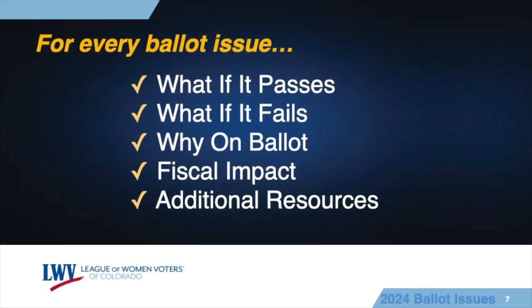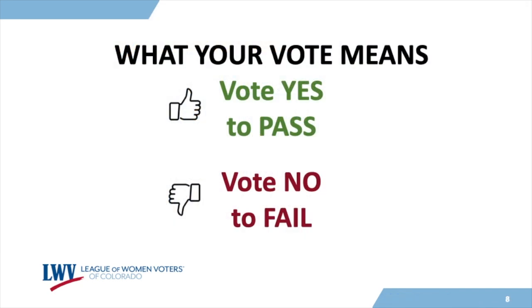For purposes of this meeting, we'll be providing the basics on each of these issues. What if it passes? What if it fails? Why is it on the ballot? Fiscal impact, and additional resources. As we review this information, please keep in mind that voting yes means that you want this ballot issue to pass, and voting no means that you want this ballot issue to fail. Let's start with the amendments to the Colorado Constitution.